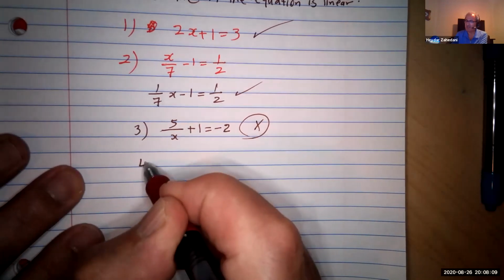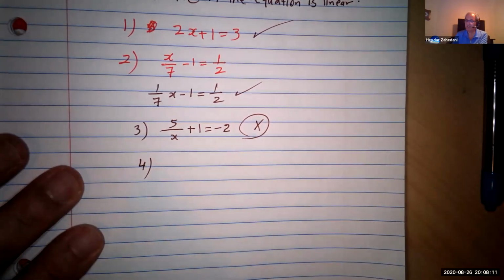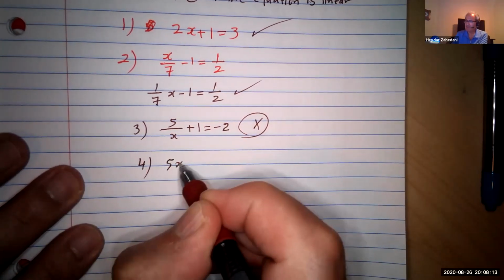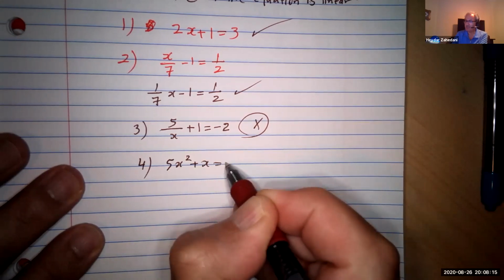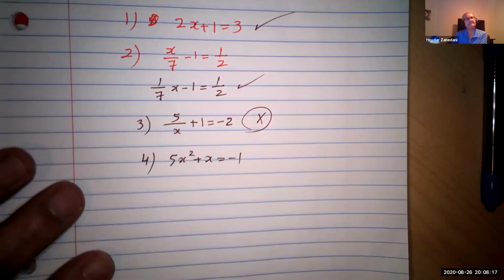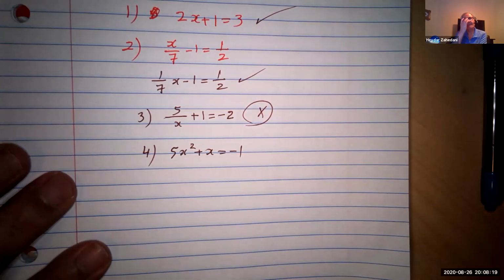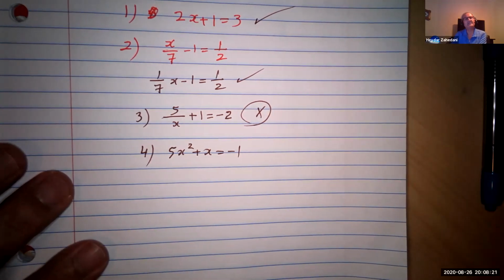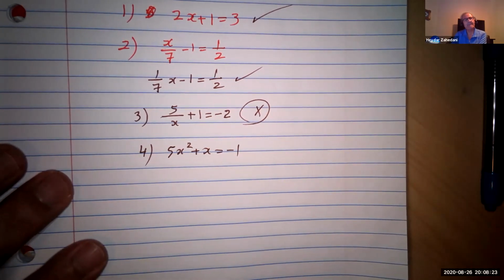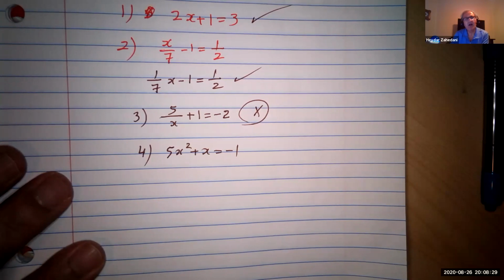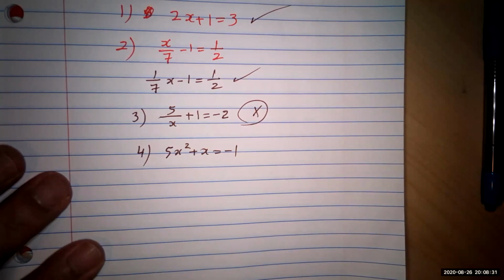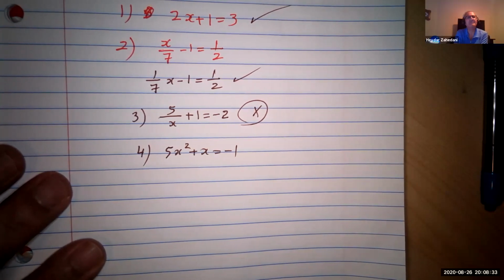Any question? And how about this one? 5x squared plus x equal to negative 1. Is it a linear equation, yes or no? Yes? Let's see why you are wrong.